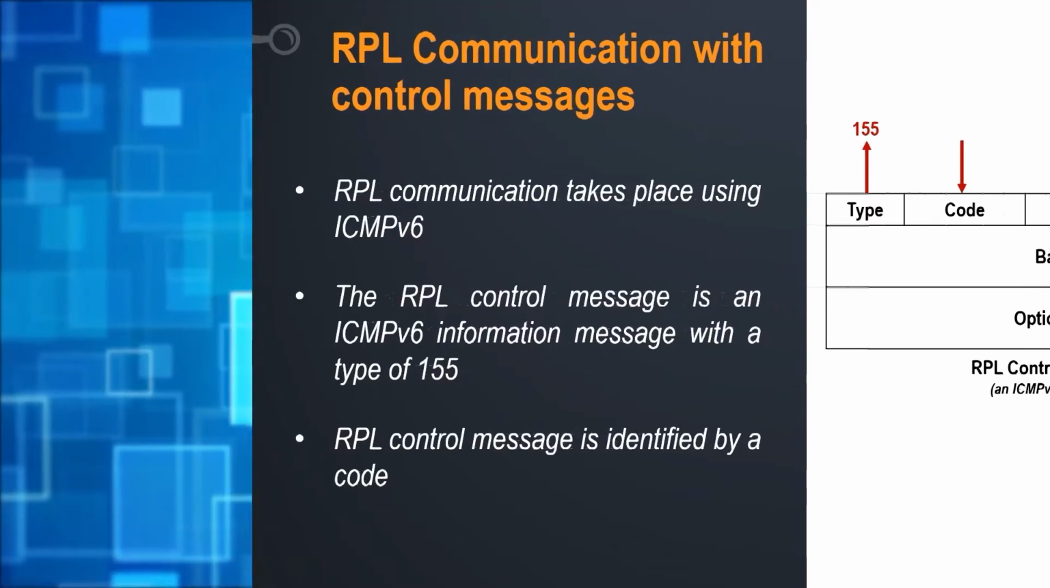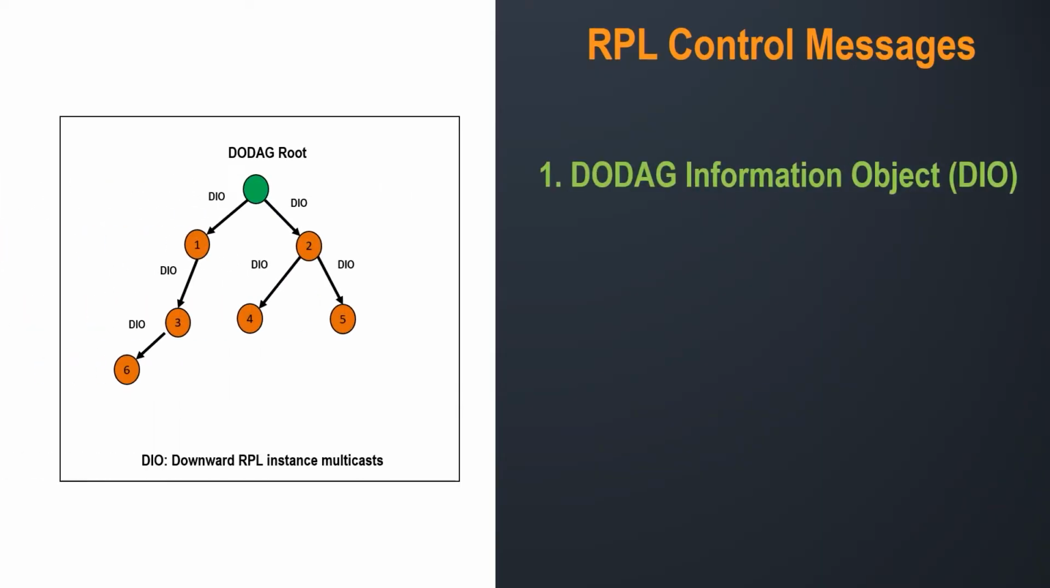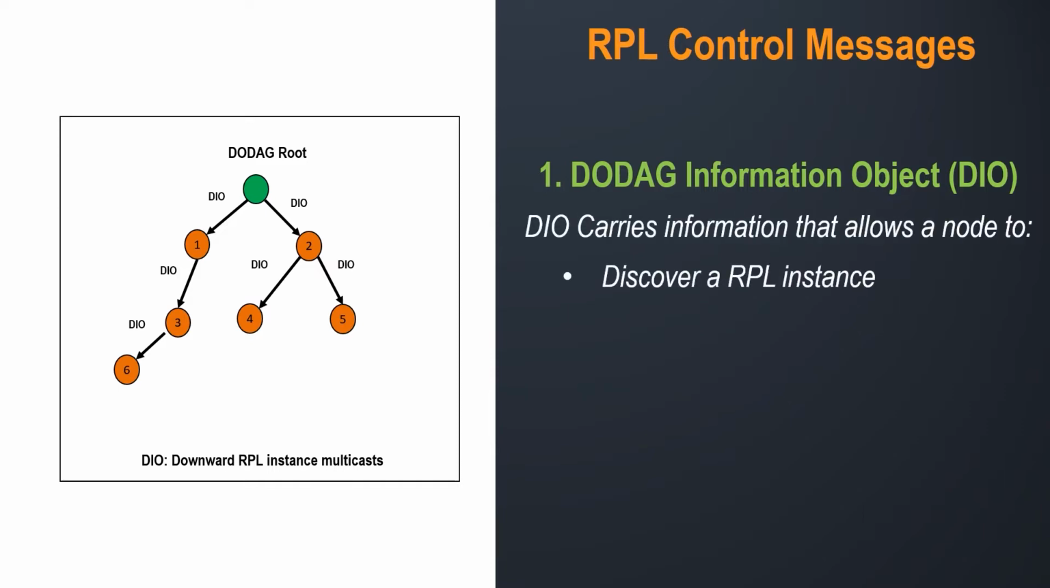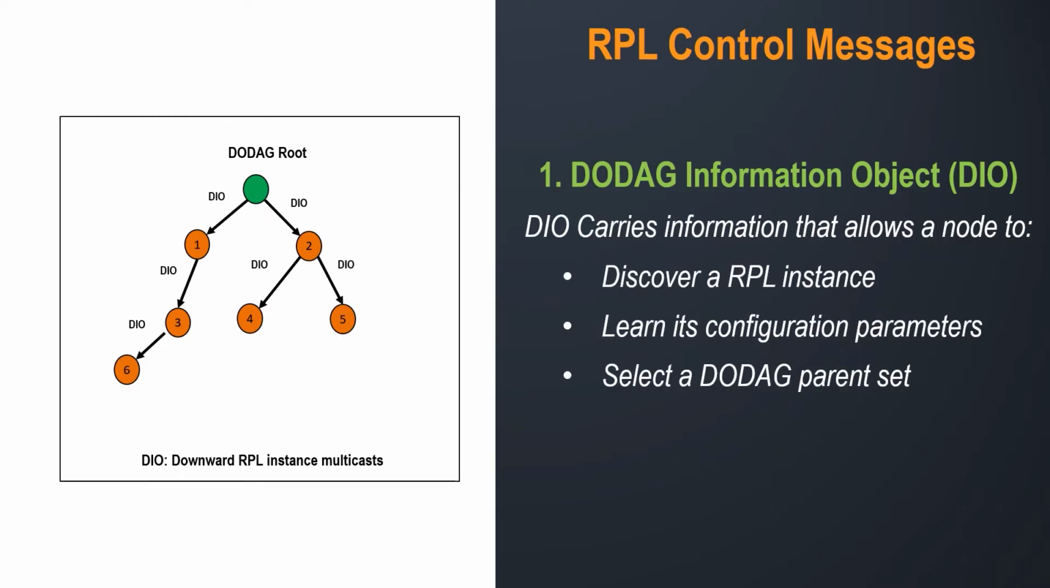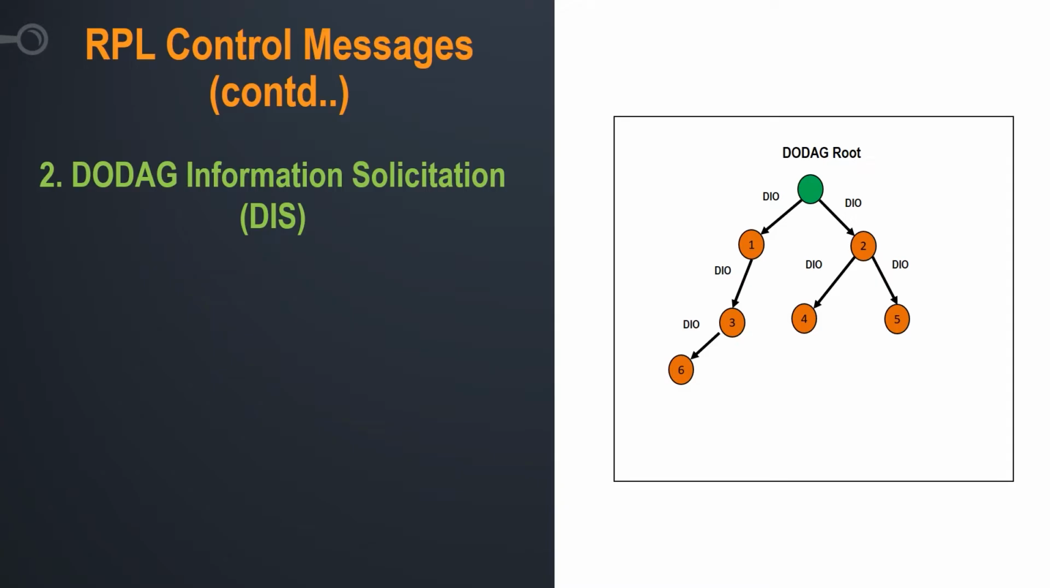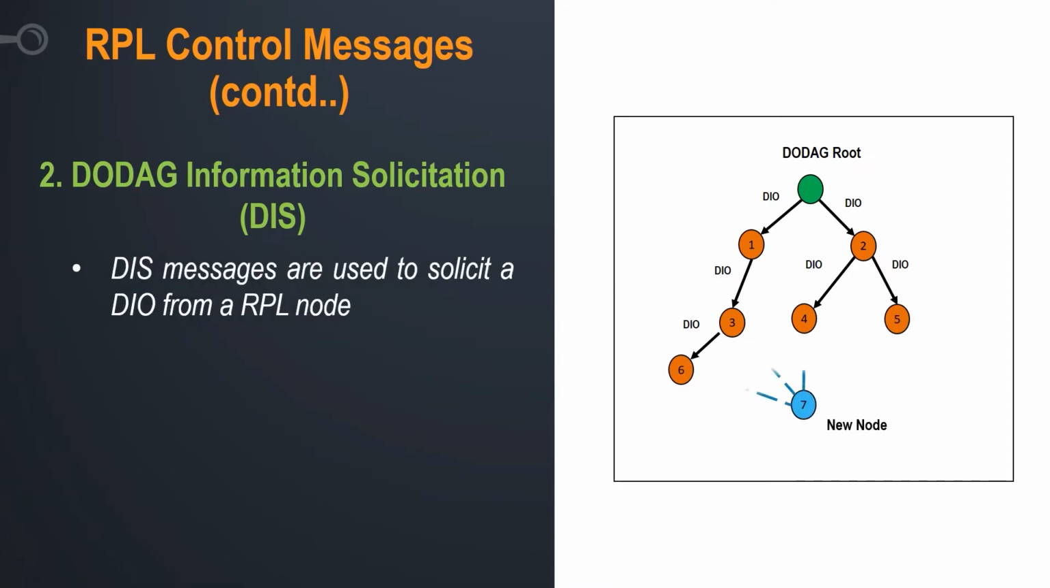Also, an RPL control message is identified by a code. Depending on the code value, the different types of RPL control messages are: first would be the DODAG Information Object, that is the DIO. DIO carries information that allows a node to discover an RPL instance, learn its configuration parameters, select a DODAG parent set and maintain the DODAG. Next is DODAG Information Solicitation, that is DIS. DIS messages are used to solicit a DIO from an RPL node. Its use is analogous to that of a regular solicitation of IPv6 neighbor discovery.